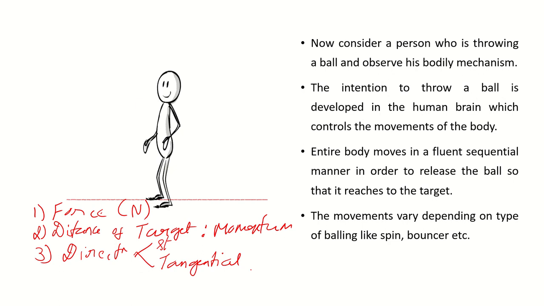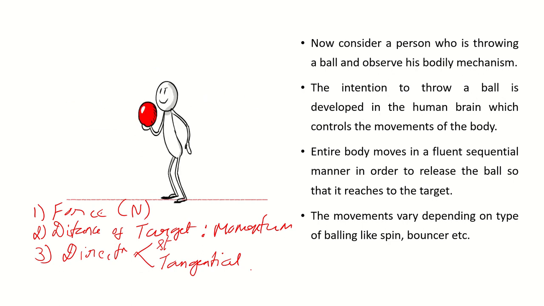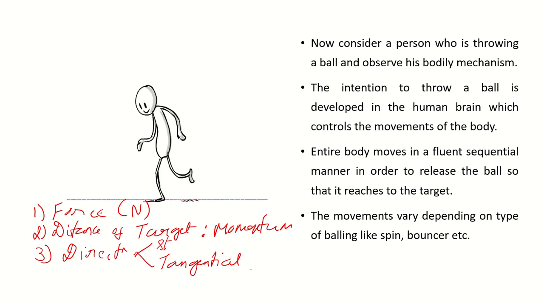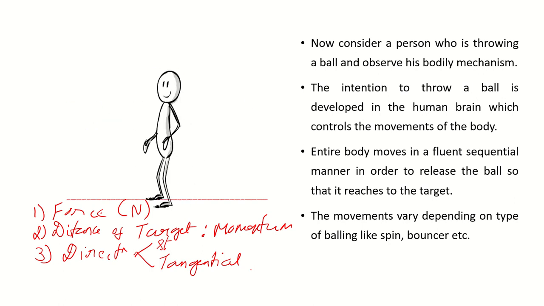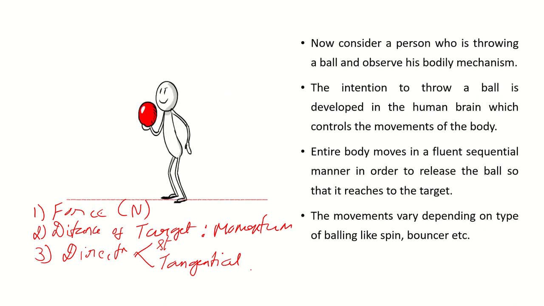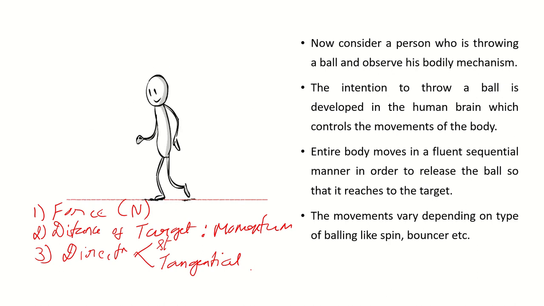Now, the force varies with both the distance of the target and the direction of the target. The intention to throw a ball is developed in the human brain, which controls the movement of the body. The entire body has to move in a fluent, sequential manner so that the ball reaches the target, the set distance, and even the direction. The movement varies depending on the type of bowling the performer does, that is either spinning or bouncing.